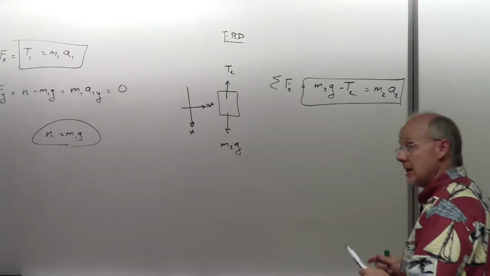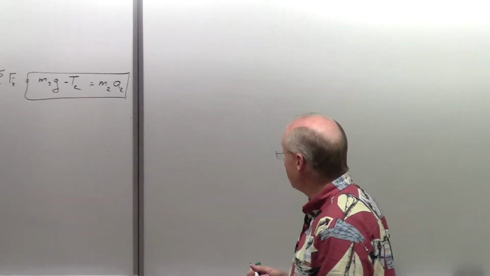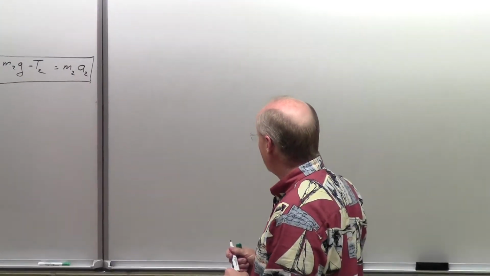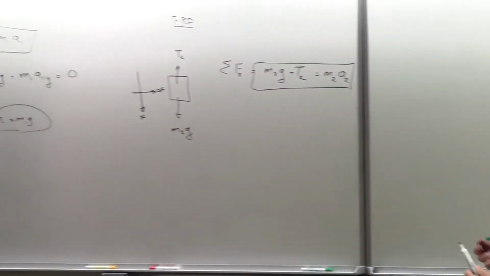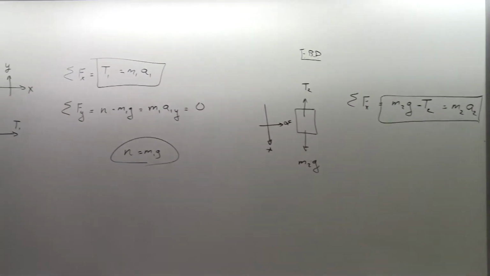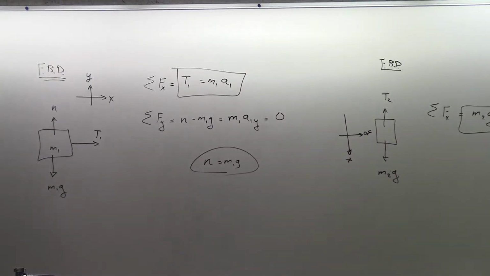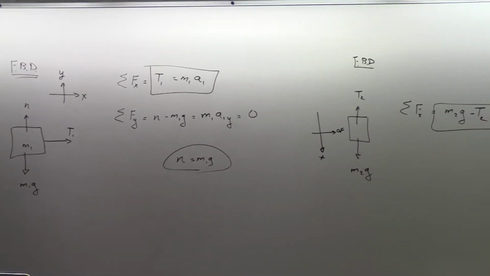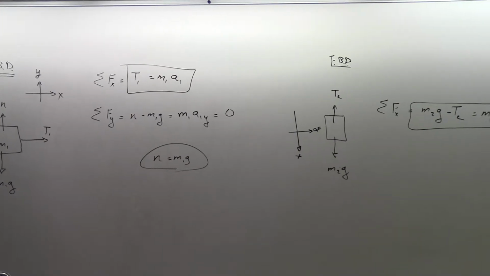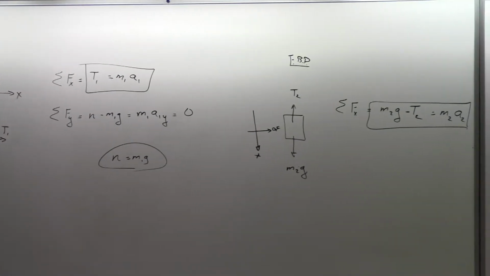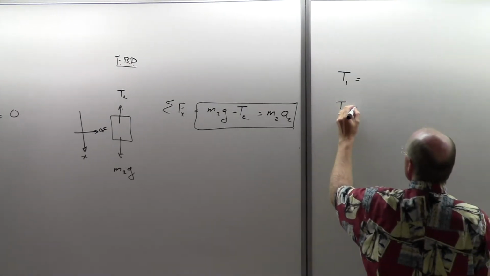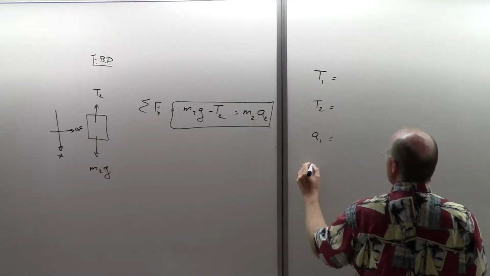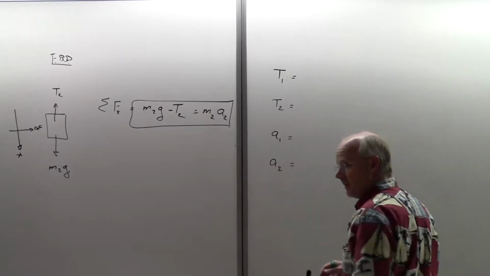And again, this one's going to take a little bit more thought than the other one by far. How many equations am I trying to find here? I mean, do I have enough equations to even solve this? What am I trying to find? I guess I'm trying to find what is T1, what is T2, what is A1, and what is A2.